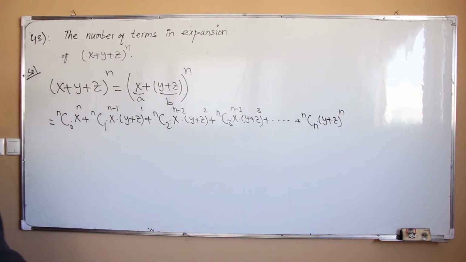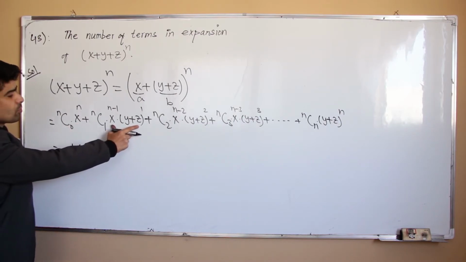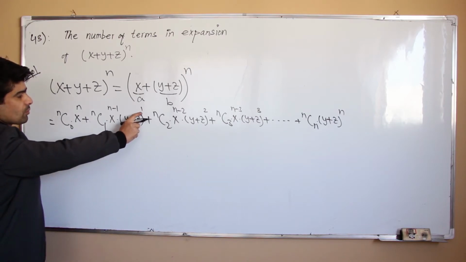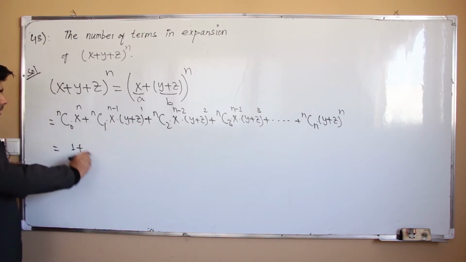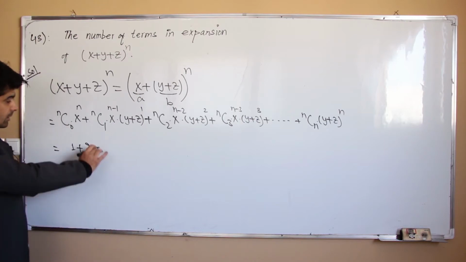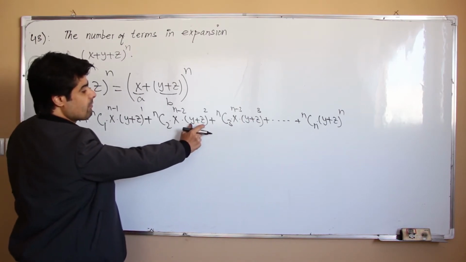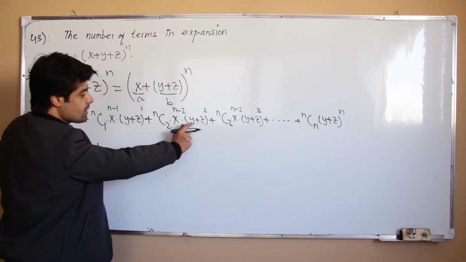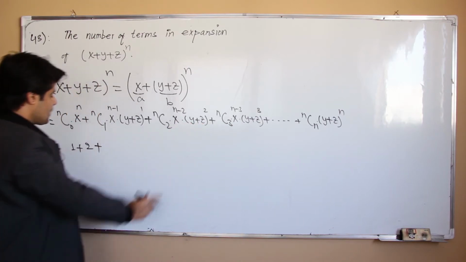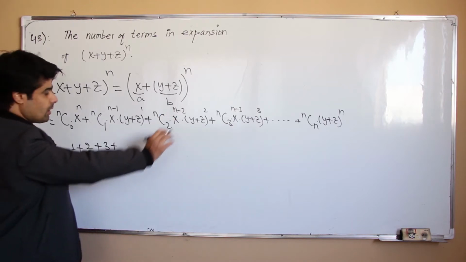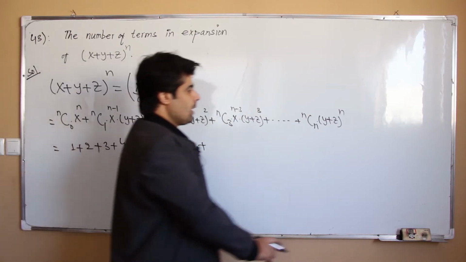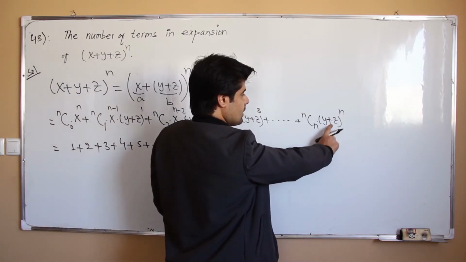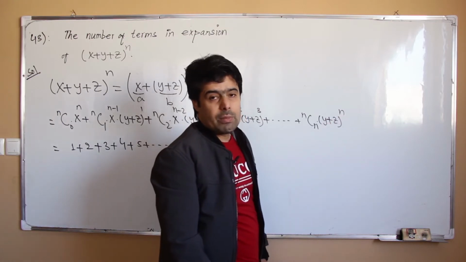Now, what do you think? How many terms do we have in here? 1. How many terms do we have in here? (y + z) to the power 1 has 2 terms. These 2 terms multiplied by this monomial, it is once again 2 terms. Am I right? Yes. Plus, how many terms do we have here? 3 terms. These 3 terms are multiplied by this monomial, it's once again 3. Like this one, it has 4. The next one is 5, up to n. Now, what is the power of this expression? It's n.